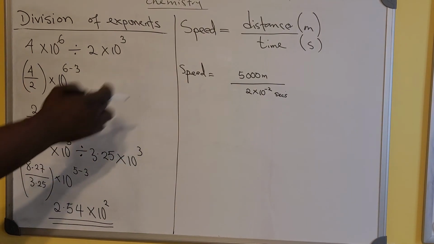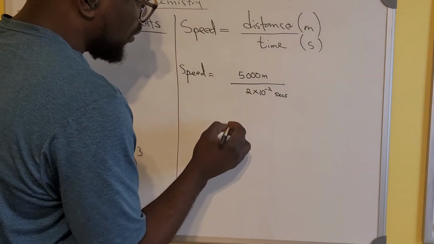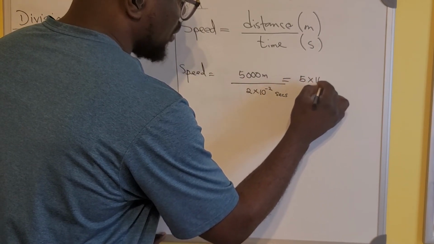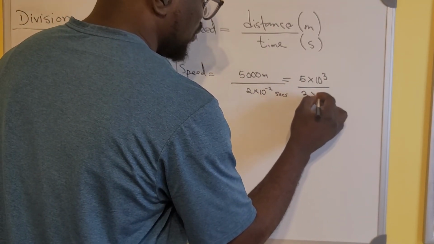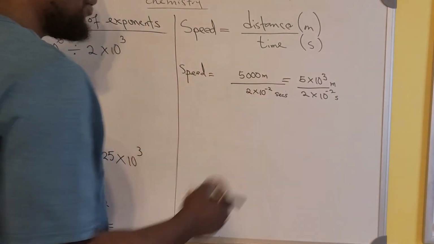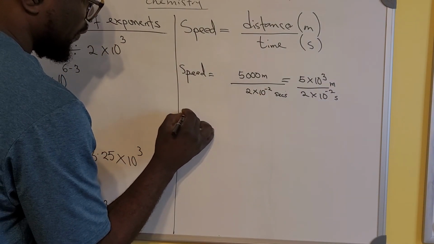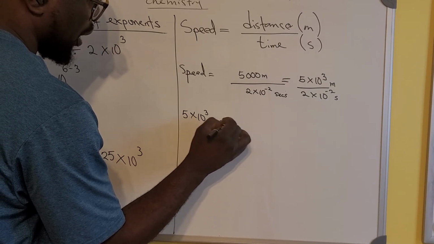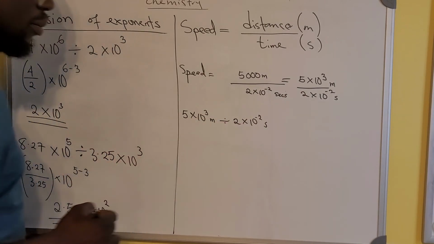So how do you do the calculation for that? How do you find the speed? Well, 5,000 can be written as 5 times 10 raised to the power 3, okay? That's 5,000. And then you have 2 times 10 raised to the power minus 2. This is in meters, this is in seconds. Now you have division. So I can rewrite this as 5 times 10 raised to the power 3 meters divided by 2 times 10 raised to the power minus 2 seconds.